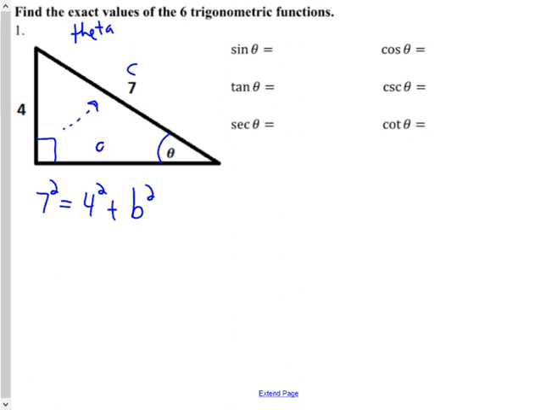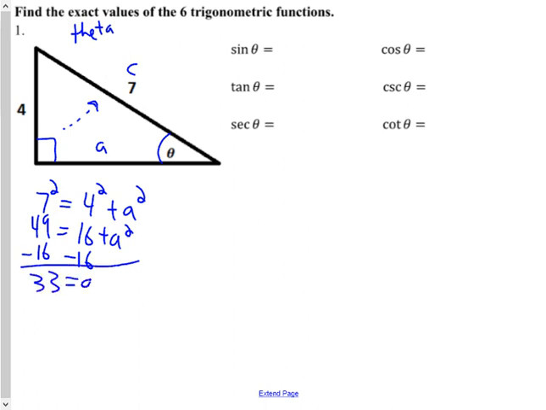Whatever you want to call this side, technically it is little a for adjacent. And then solving, we've got 49, and then we're going to subtract 16 from each side, and then square root. And I get 33 is a squared. So then when we square root, we're not plus or minusing here, square root of 33 is a. So the a is square root of 33.